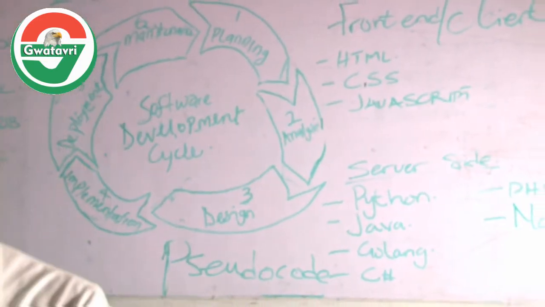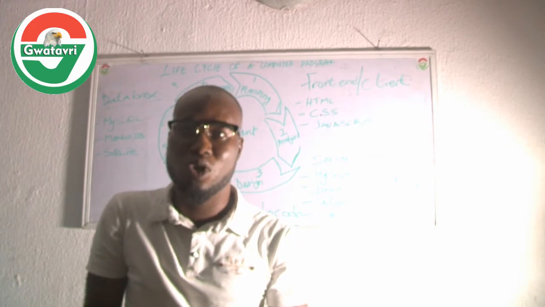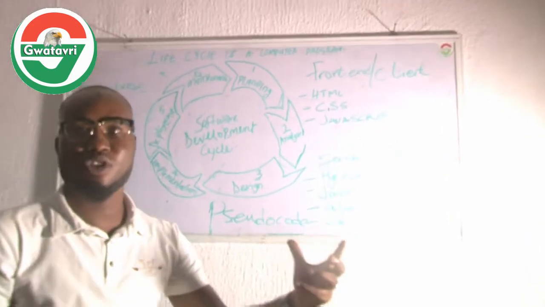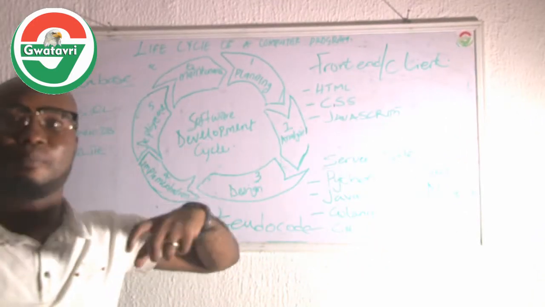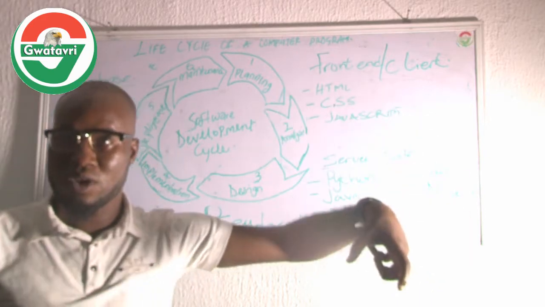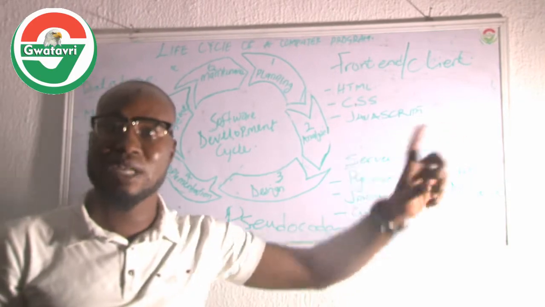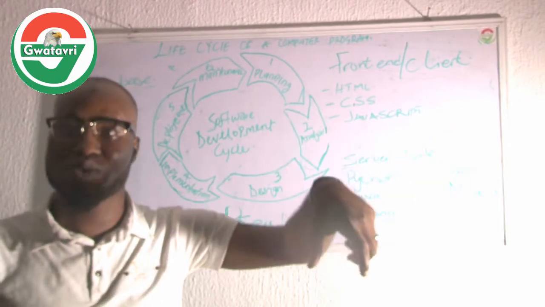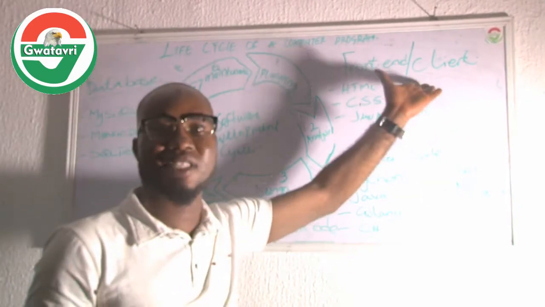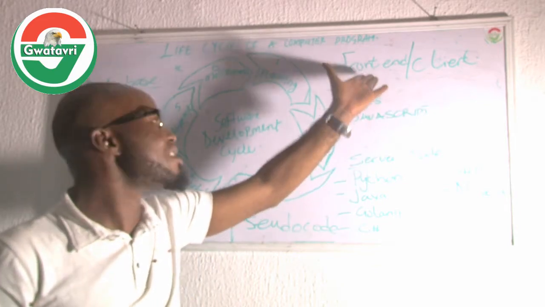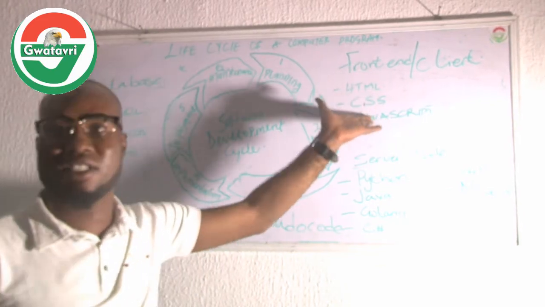Like today, when you log on to www.facebook.com, a message pops up asking you to either register or log in. If you don't have an account already, you register, you input your email address, your password, you confirm your password. That is what you can see. The client side, we call it the front end. This is written in HTML, CSS, and JavaScript.